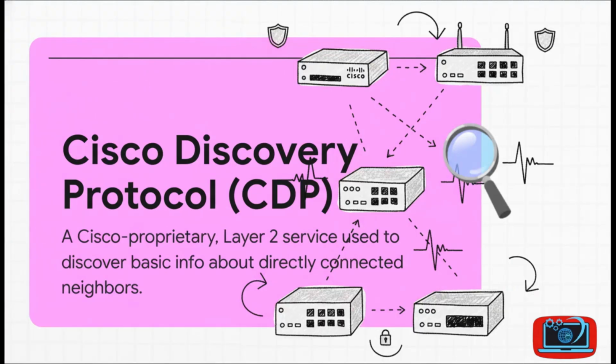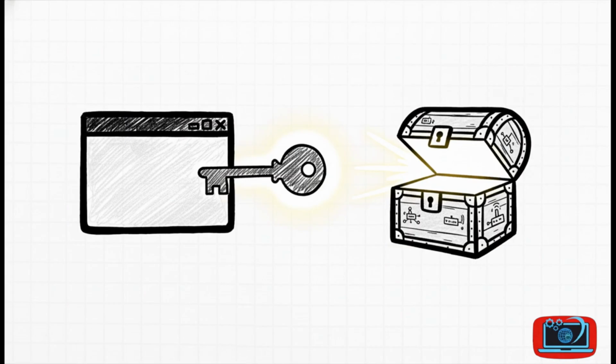Well, first off, it's a Cisco proprietary thing, and it works at layer 2. Now that's the really crucial part, because it means devices don't even need IP addresses to see each other. You can plug two brand new devices together and they'll just start chatting, sharing all this vital info about who they are and what they do. It's all automatic.